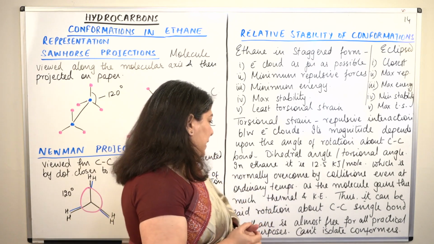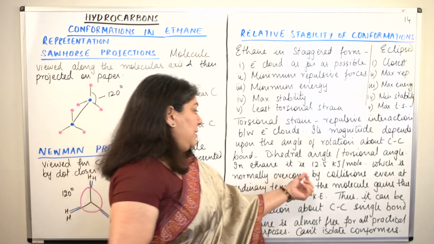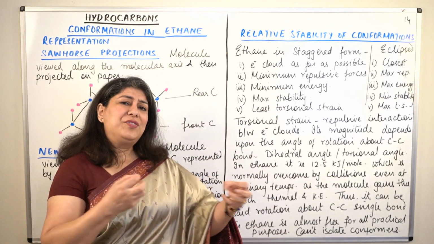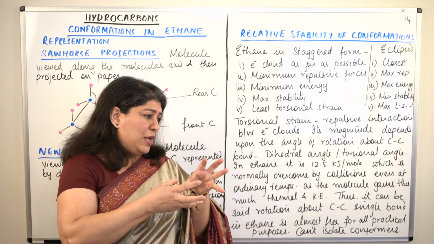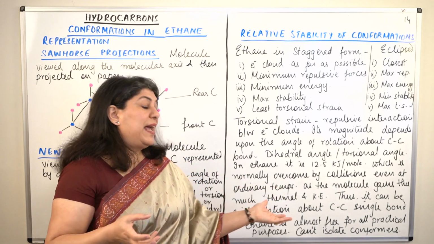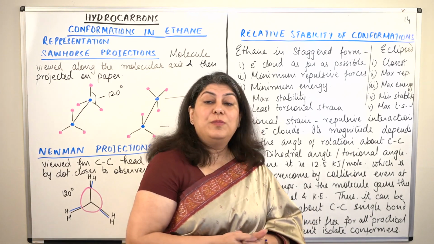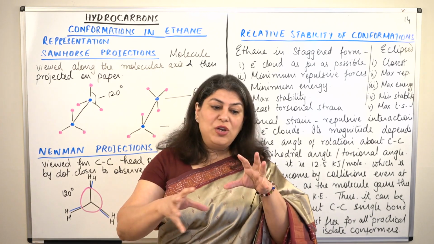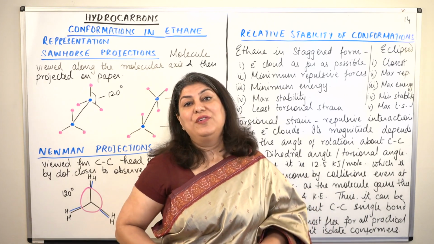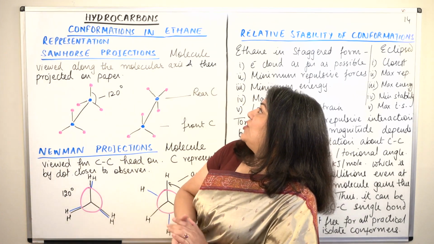It can rotate freely. And that is the reason why, since the torsional strain is so less, you cannot really differentiate. It is not easy to separate the two extreme conformations, and of course the other infinite number of conformations or conformers of ethane. So you cannot isolate these. They remain in a mixture. You will have all kinds of conformations. So this was conformations in ethane.